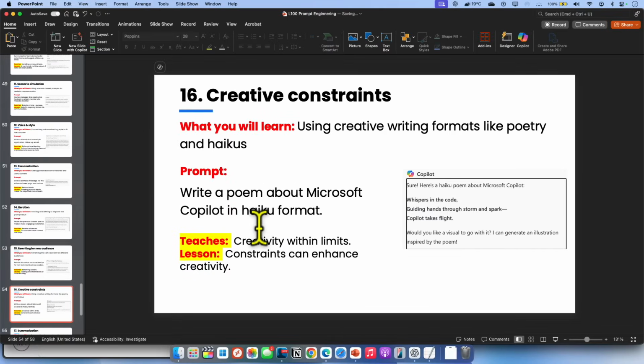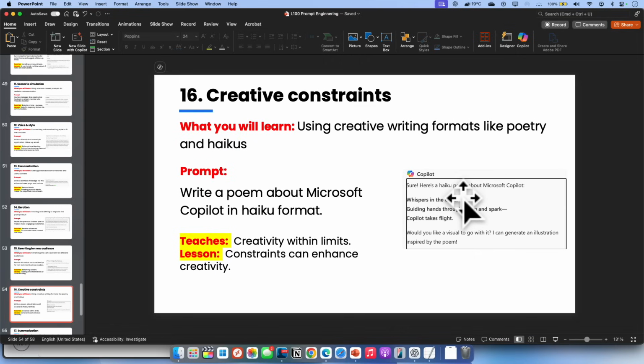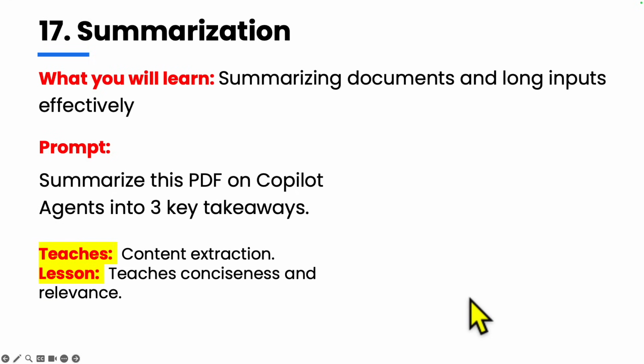So what we learned here is creativity within limits. So rather than telling it to go and use the creativity based on what you think, you're restricting it in a specific format. And the next is, if you let it go, it can actually go out and enhance the creativity as well. The next example is summarization.